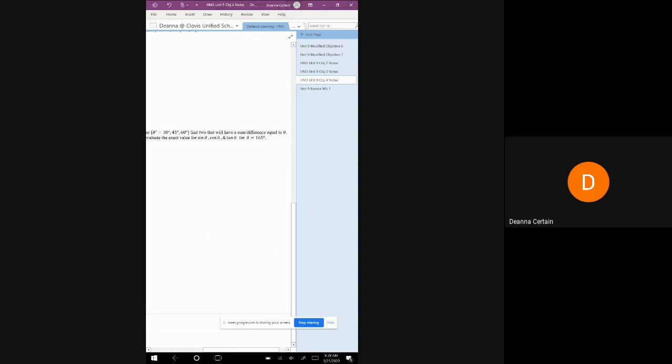We are going to find two that will have a sum or difference equal to our theta, because then we can use all these expansion rules that we've been looking at to calculate the sine of 165 degrees in an exact ratio.